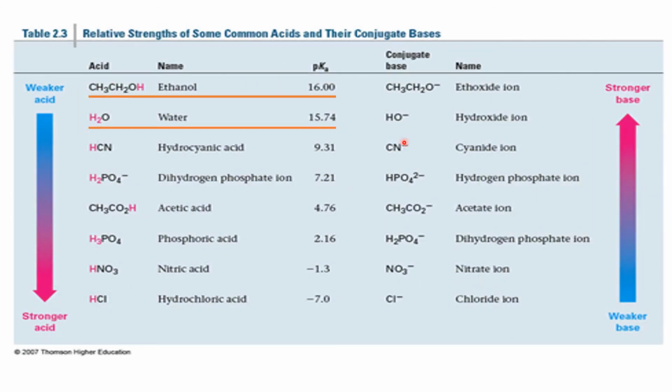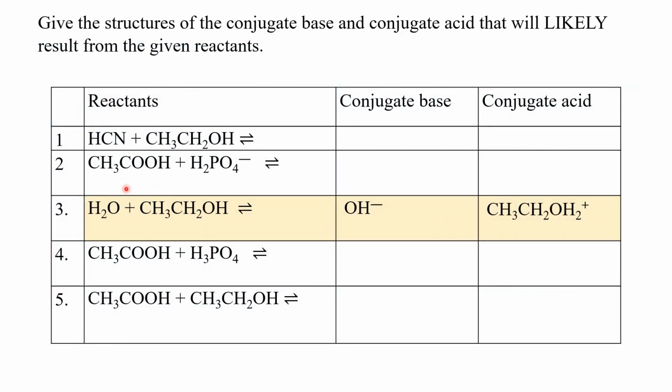Moving to the next, it's between water and ethanol. Which is the stronger acid? It's water. So it's likely to become the proton donor, donating a proton to ethanol. And this is the reaction. Water will donate a proton to ethanol, leaving behind the hydroxide. And the conjugate acid is a protonated ethanol.